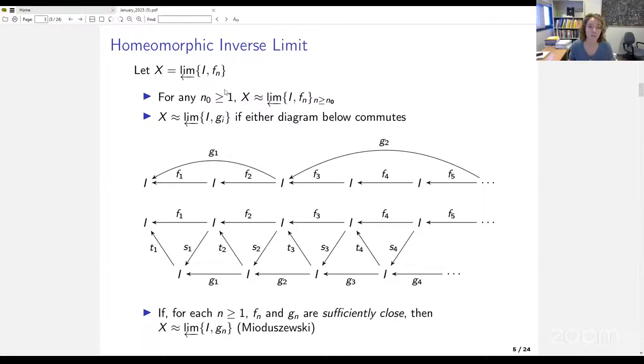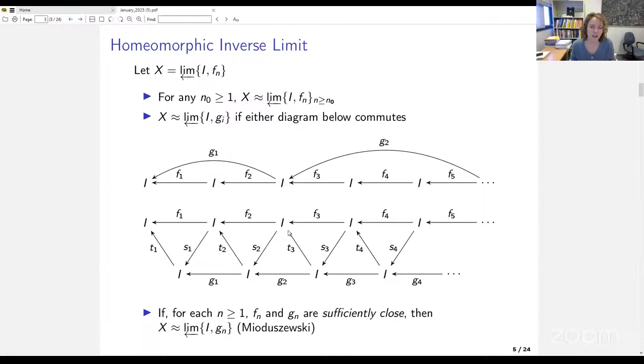First, if you drop finitely many coordinates, you have homeomorphism. That is to say, the inverse limit with bonding maps f1, f2, f3, f4, and so forth is homeomorphic to the inverse limit with bonding maps f2, f3, f4, and so forth. So we can drop finitely many of these coordinates and still have the same space. Also, if we have an inverse limit where each of the bonding maps Gn are compositions of the bonding maps Fn in our original inverse limit, then we have a homeomorphism between these two inverse limits.